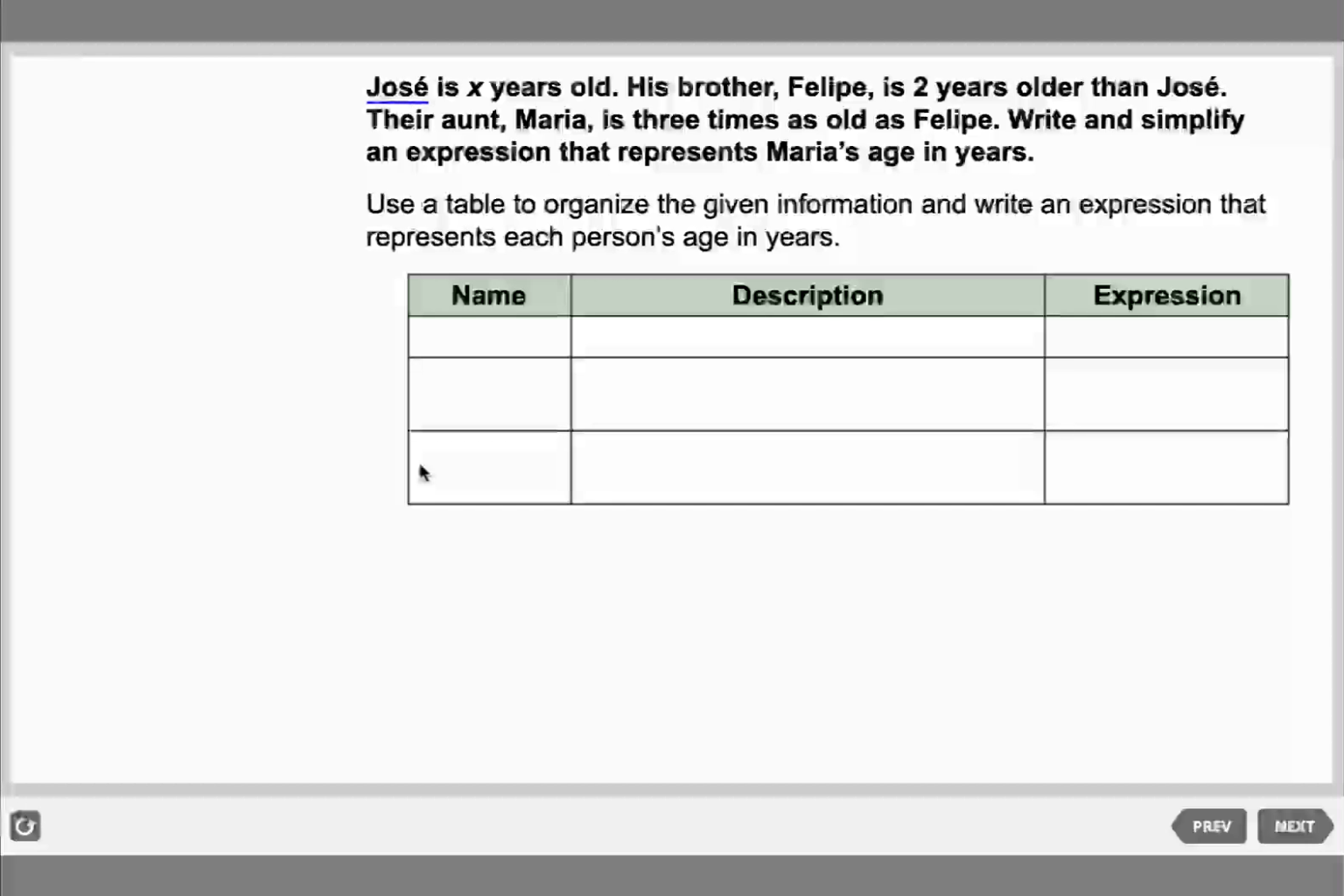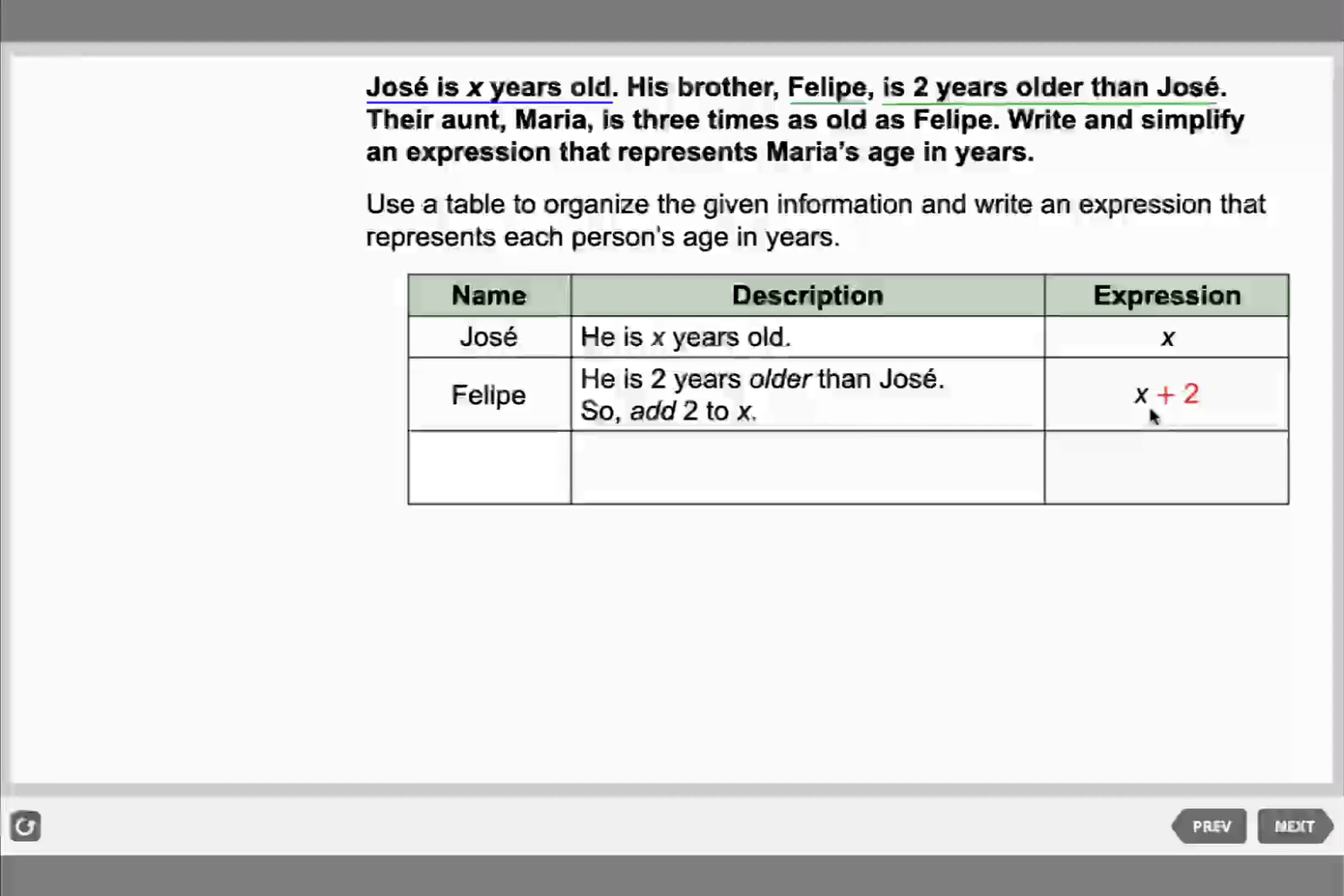We have the first one, Jose. He is x years old. So the expression is x. And we have Felipe is 2 years older than Jose. What's the meaning of 2 years older than Jose? Means 2 years plus Jose. And Jose is x. So 2 plus x, or x plus 2. We add 2 to the x. So the expression is x plus 2.